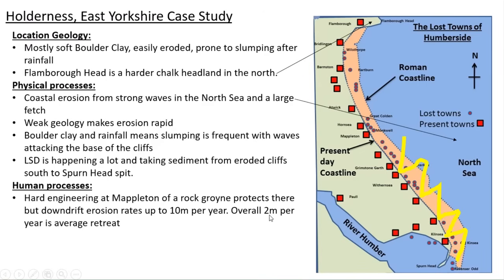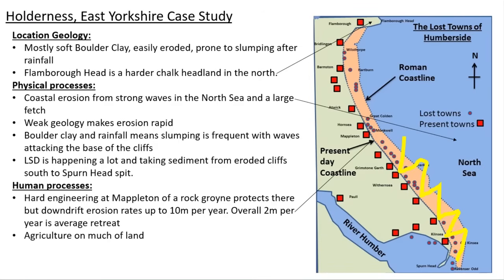Now, human processes acting here, there are lots. I mean, all of these towns, for example, are managed to some degree or not, so they will use one of the 4 management processes. At Mappleton, they've actually got hold the line. So what they've done is they've built a rock groin out to sea to prevent longshore drift as the sediment travels this way, and that has built up the beach at Mappleton to protect Mappleton town. South of Mappleton, that's actually starved the area, and the erosion rates have increased here by up to about 10 metres per year, which is not great.